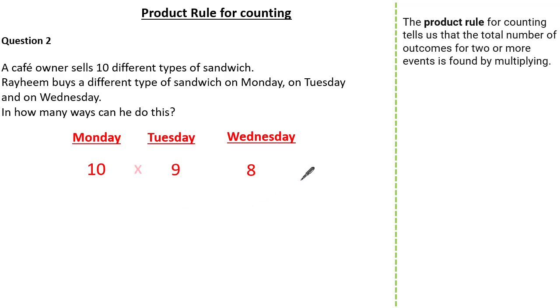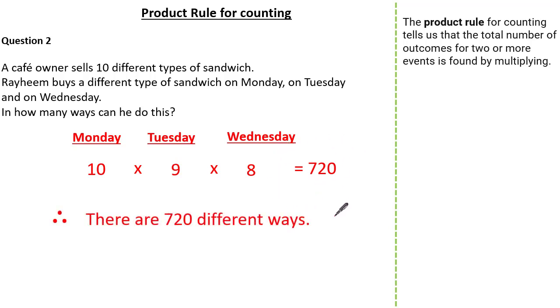So, working this out, 10 multiplied by 9 multiplied by 8 gives us 720. Therefore, there are 720 different ways where Raheem can have a different sandwich on the Monday, Tuesday, and Wednesday. Now, the difference between the previous question and this question is how the previous event impacts the next event.